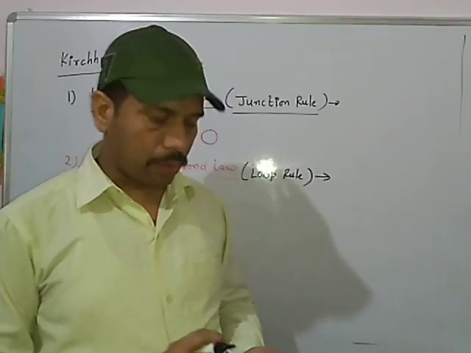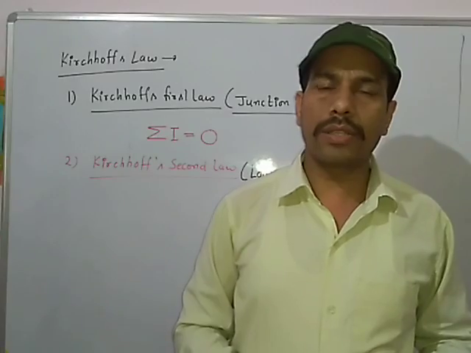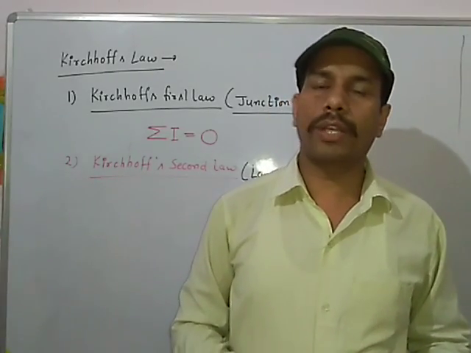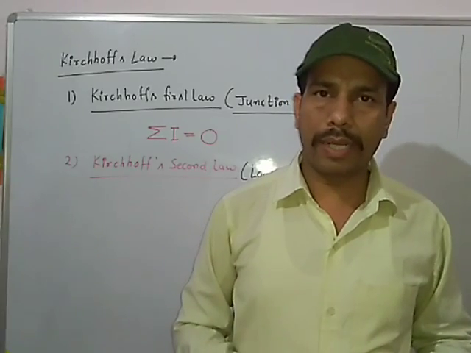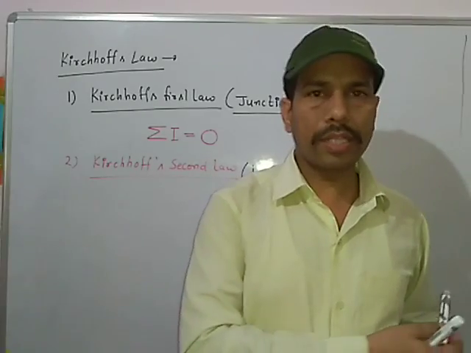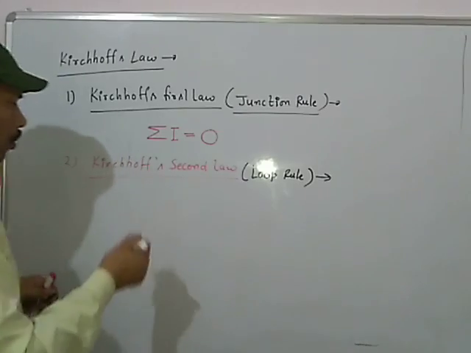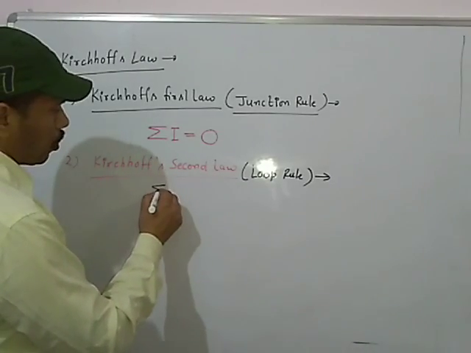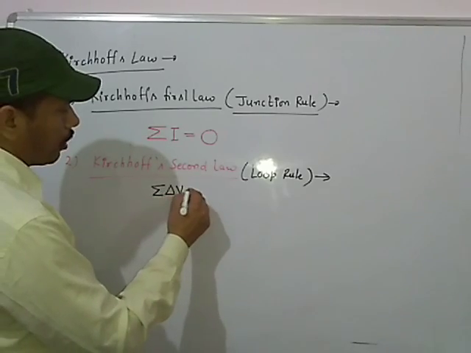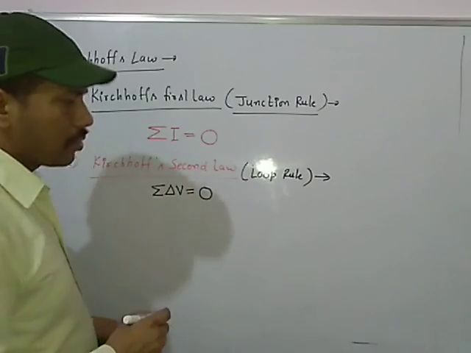लूप और मैश का क्या मतलब हुआ? Any closed circuit starting from a point consists of, suppose, a cell or resistors to drop the potential, and a continuous path from one end to another end is known as a closed circuit or loop or mesh. So according to the statement of this law, the total or net change in all the potentials in a closed loop is equal to 0.